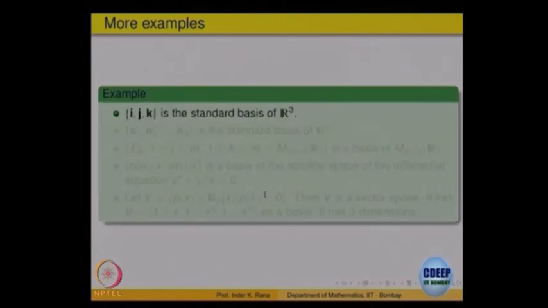More examples. We have all come across this. R^3 is finitely generated. i, j, k is the standard basis: 1 0 0, 0 1 0 and 0 0 1. For R^n, the same thing you can write as such. e1 is 1 0 0, e2 is 0 1 0 0 and so on. That is the standard basis we know.